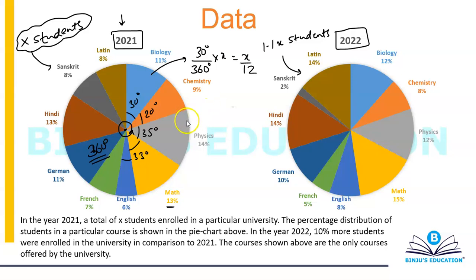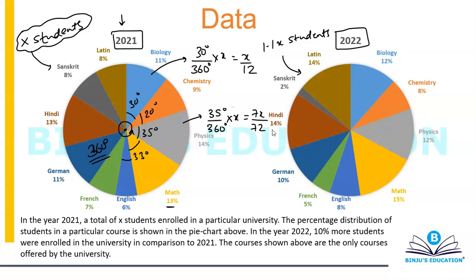For physics, this will be 35 degrees by 360 degrees into x, then whatever the value comes out to be. You can divide both by 5, so it will be 7x by 72. Okay. If they give you the actual values, then it's easy. If they give you percentages, then you can convert them into absolute values, and if they give you degrees, this is how you convert them into the absolute values.